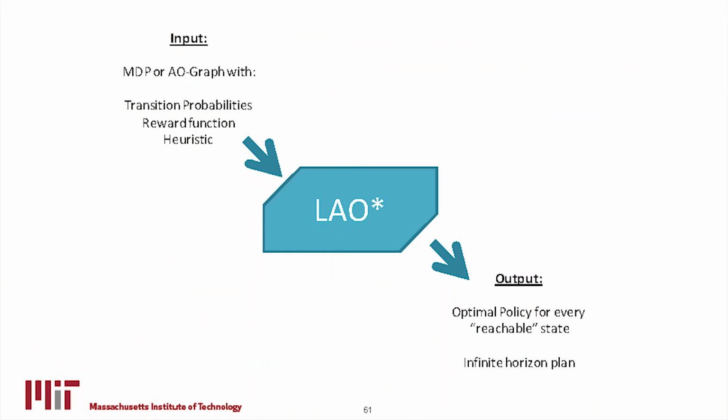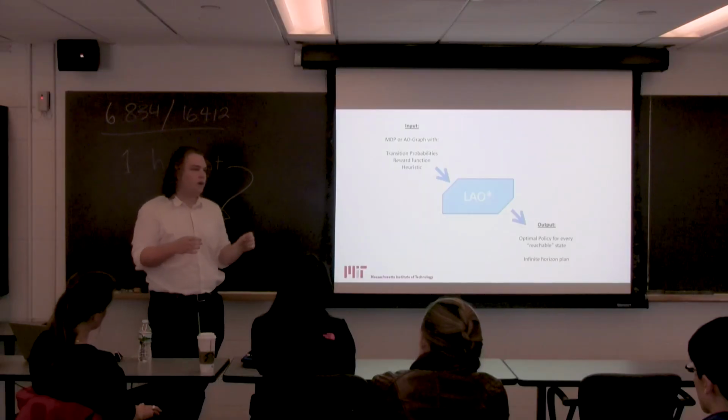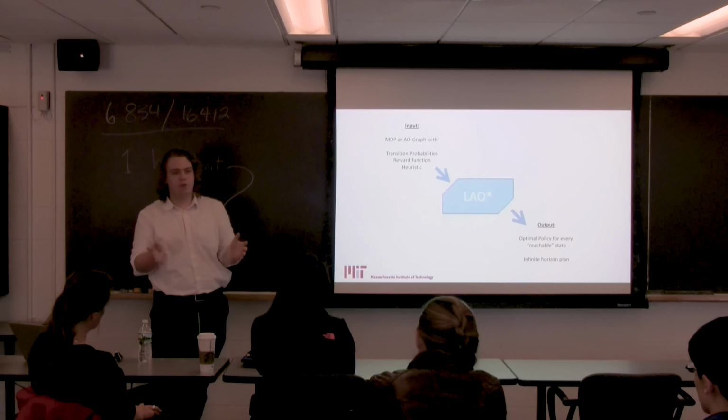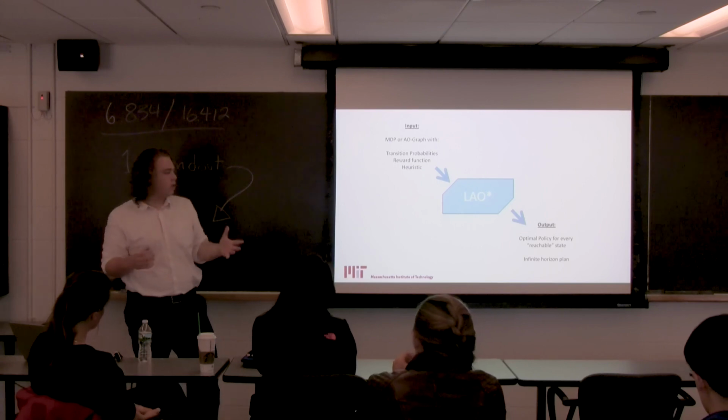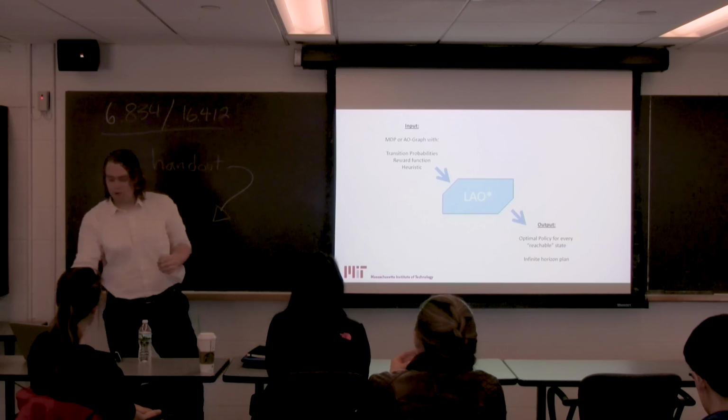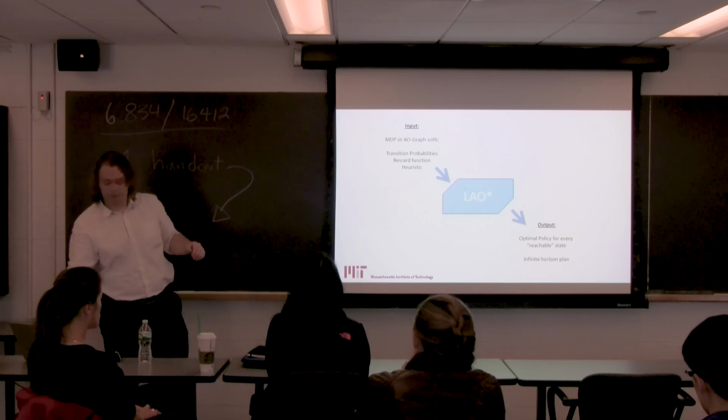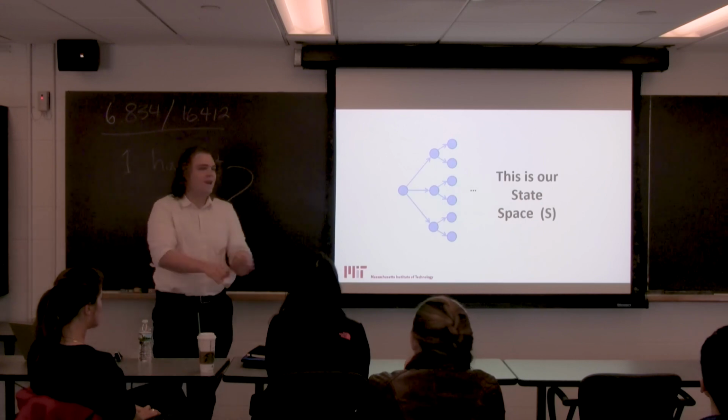Alright. So for our algorithm, we're going to input either an MDP or an AO graph with transition probabilities, a reward function, and heuristics. These are all things that we define prior to figuring out a plan. What we're going to come out with is an optimal policy for every reachable state. It's a little different than what value iteration gave us, which is an optimal policy for every possible state. But we argue that that's all we need. If we know where we're starting and we follow our optimal policy, we're only going to explore a certain portion of the subspace. And we're going to exploit that to get an infinite horizon plan a little bit more efficiently than iterating over a high dimensional state space. Any questions so far?